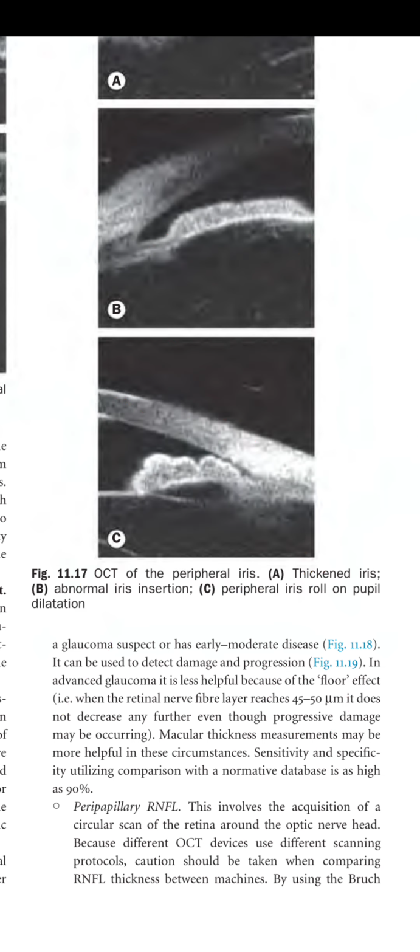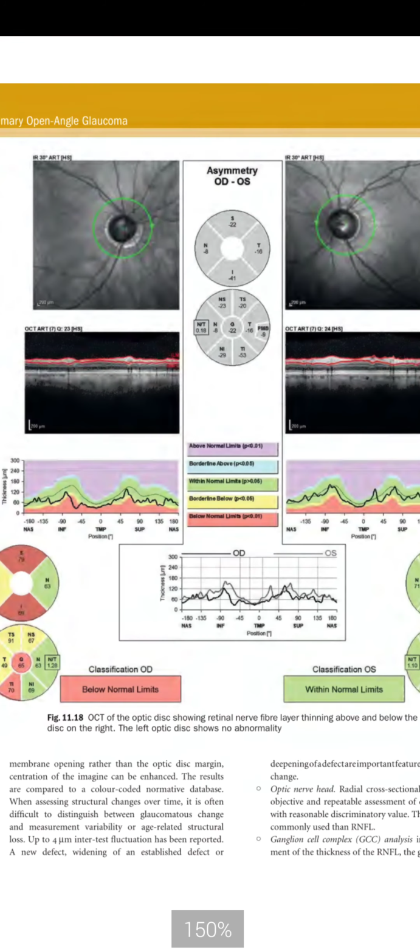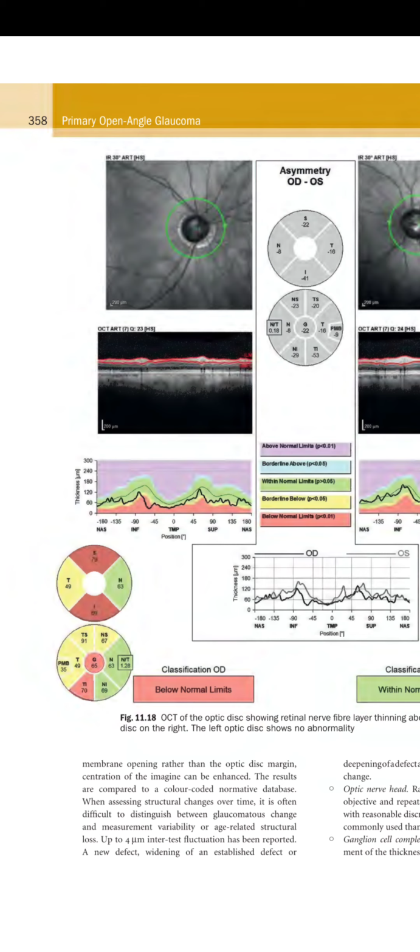Macular thickness measurement may be more helpful in these circumstances. Sensitivity and specificity, utilizing a comparison with the normative databases, are as high as 90%. Peripapillary RNFL: this involves the acquisition of a circular scan of the retina around the optic nerve head. Because different OCT devices use different scanning protocols, caution should be taken when comparing RNFL thickness between machines. By using the Bruch's membrane opening rather than an optic disc margin, centration of the image can be enhanced.